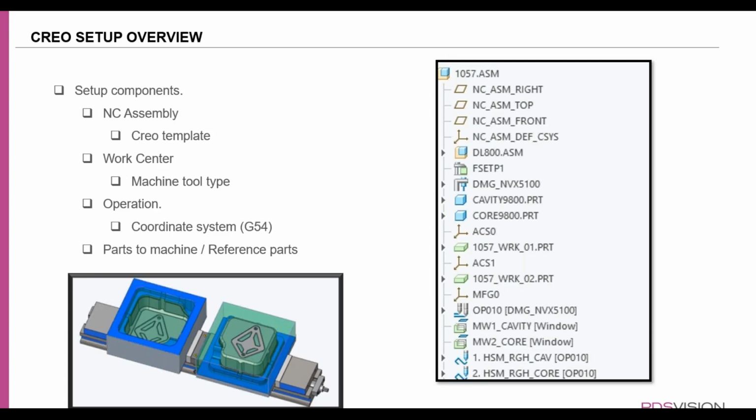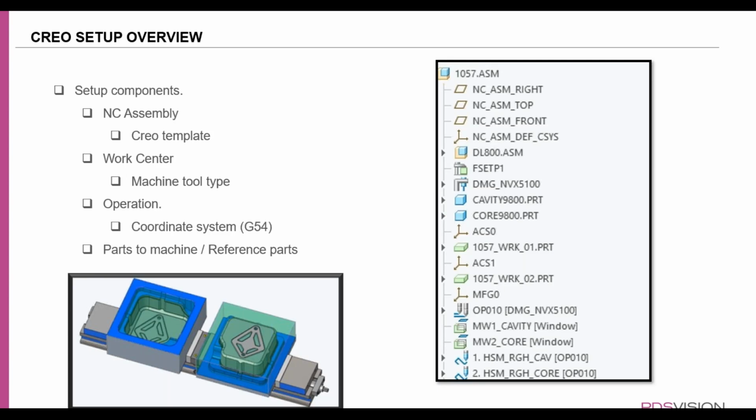Nothing is stopping you from creating, let's say, a 3-axis milling machine, then a 5-axis milling machine, and then a turning machine as well. You can have all of that in one assembly file, and then have different operations. So if you do machine hopping from one machine to another, you just have one assembly file that you have to manage for that component. So everything there in one place, easy to manage.